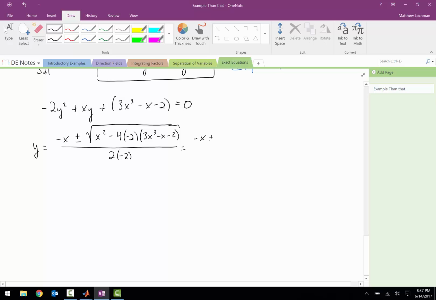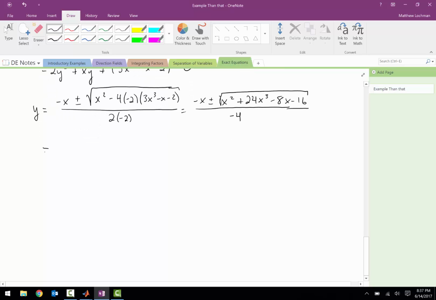which is minus x plus or minus. Okay, so here's minus 4. So this is x squared plus 24x cubed minus 8x minus 16. Check my algebra there. Okay, so simplifying a little bit more. Cancel those negative signs. And then write this in descending order.